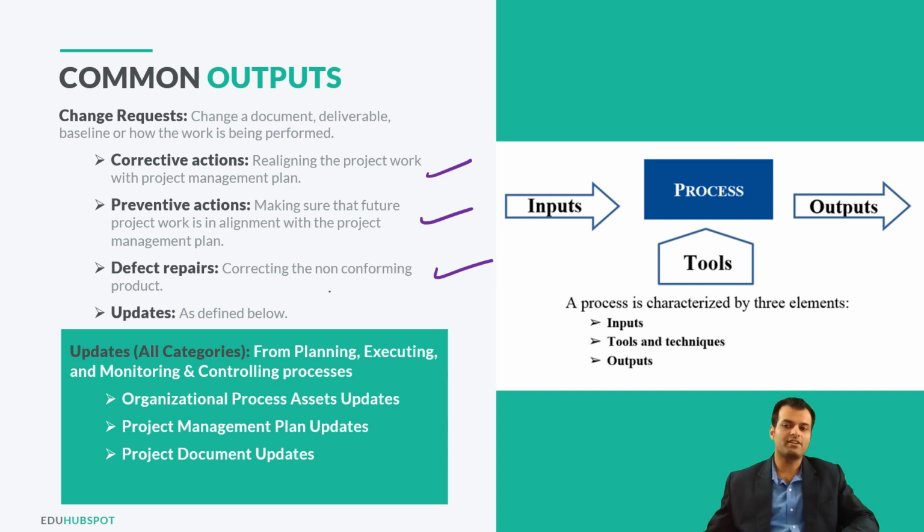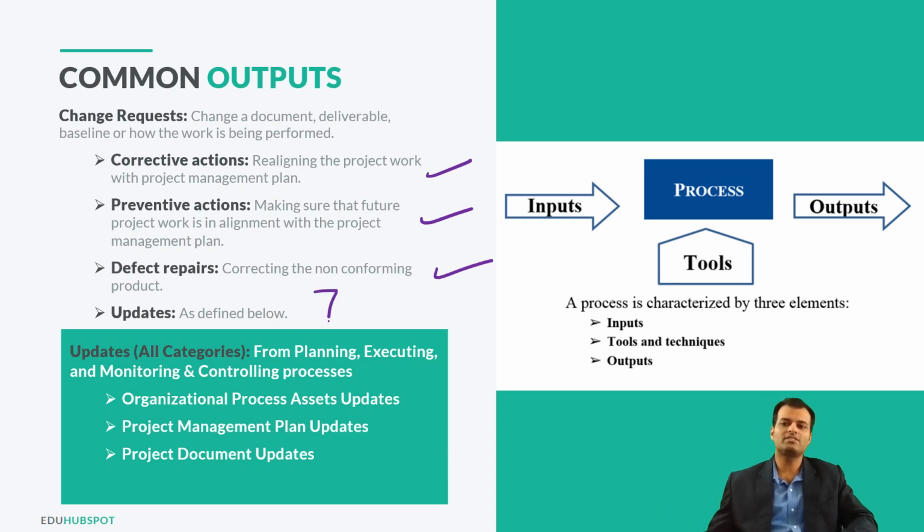Then we have the defect repairs, which is correcting the non-conforming product requirements. For example, we have a non-conforming product, and we see that there were some issues. A defect is something which is caught by the customer. You launched it and found out that it was not good, or it's not working as expected. What should you do? You have to go back and repair that, right? So sometimes there would be change requests based upon the defect repairs also.